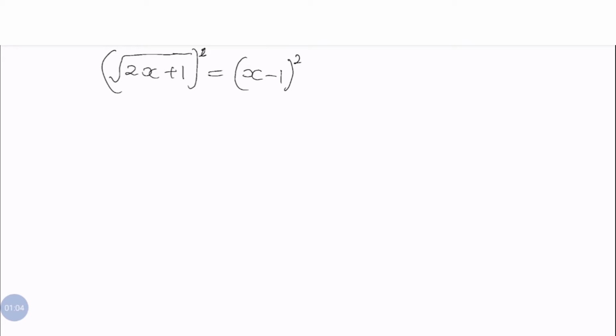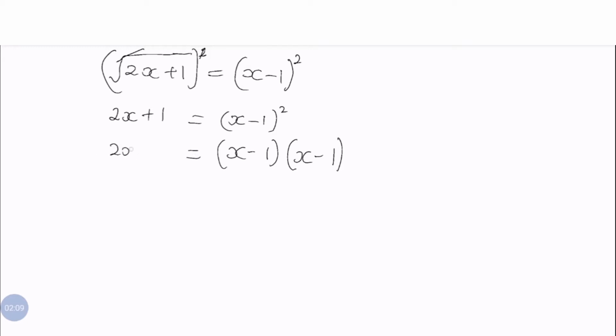Then the square will cancel the root, such that we'll have 2x plus 1 equal to x minus 1 squared. Now let us expand these brackets. X minus 1 squared is the same as x minus 1 multiplied by x minus 1. Let us write this as it is, 2x plus 1. Let us expand the brackets of x minus 1 times x minus 1.